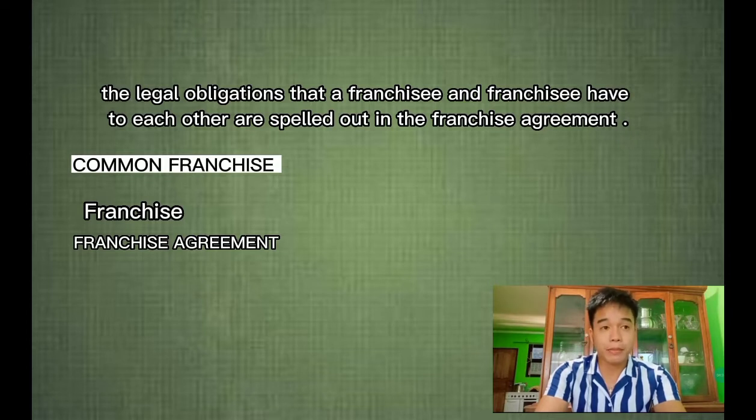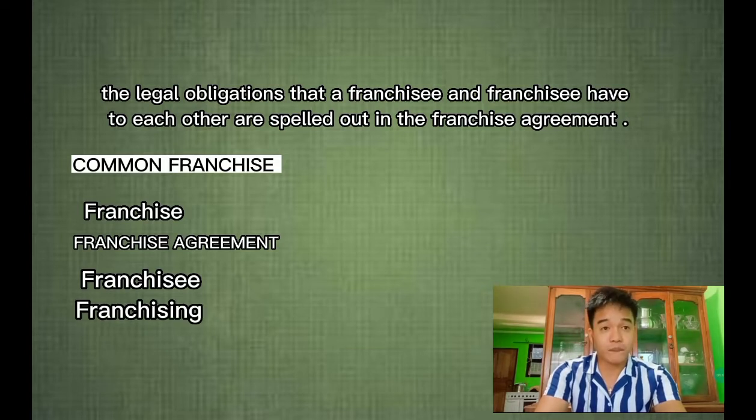Third, franchisee, the person or company that gets the right from the franchisor to do business under the franchisor's trademarks or trade names. Last, franchising, a method of business expansion characterized by a trademark license, payment of fees, and significant assistance and control.